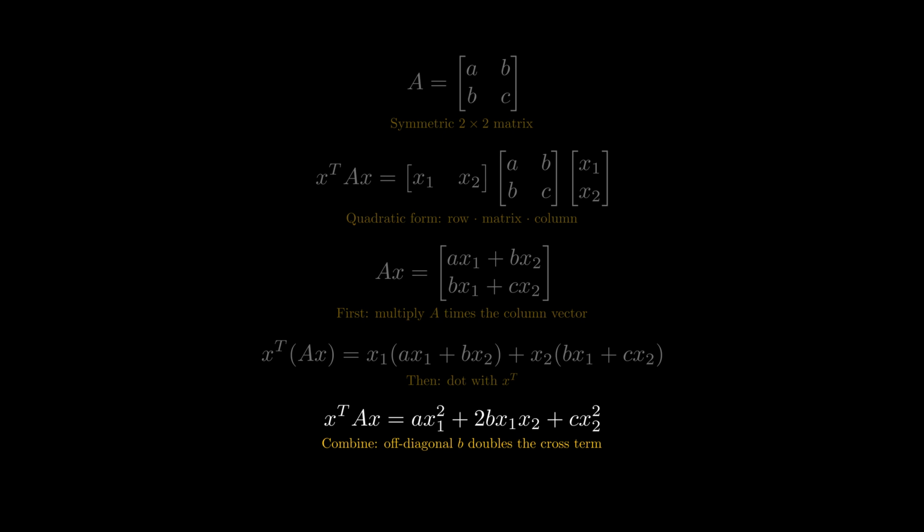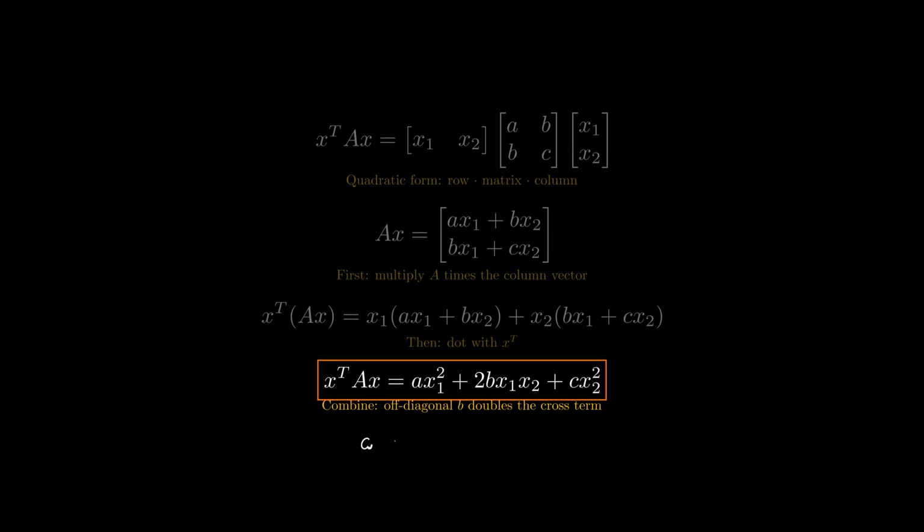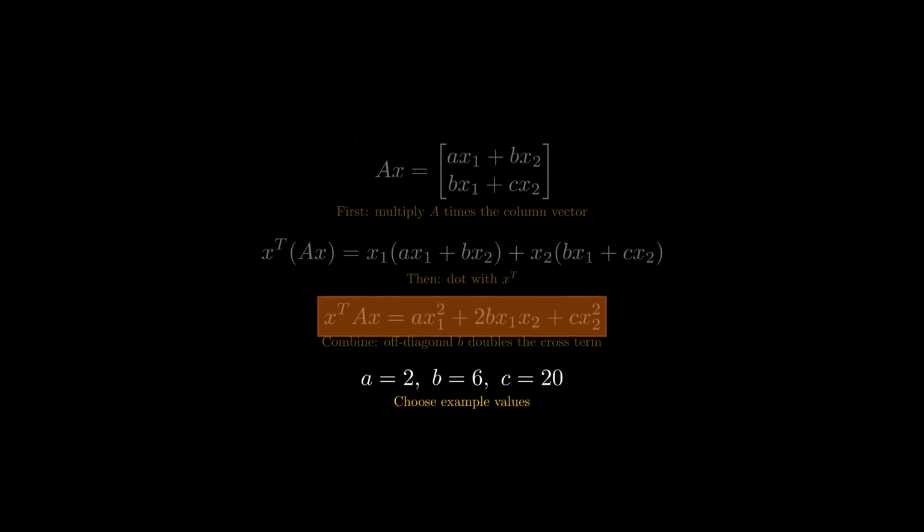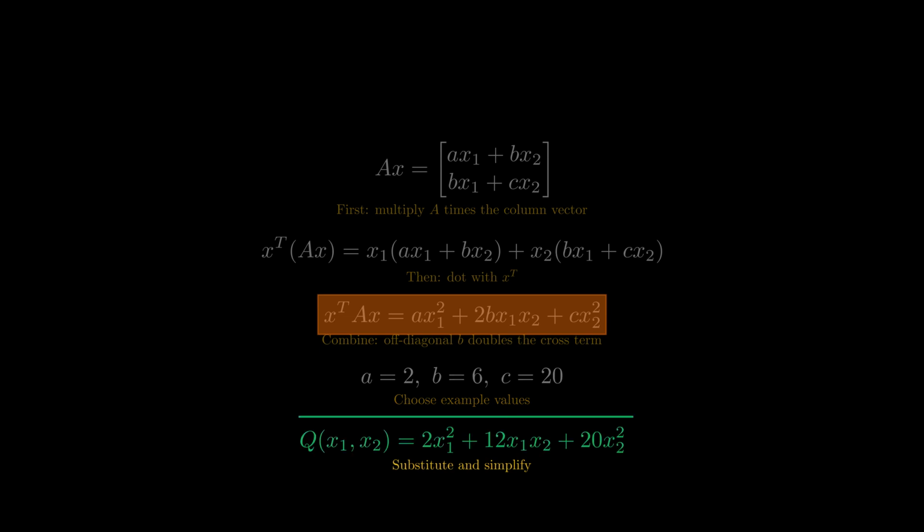The diagonal entries of A become the coefficients of the square terms, and the off-diagonal entry b appears twice, once above and once below the diagonal, so the cross term picks up a factor of 2b. For our example, we choose A with diagonal entries 2 and 20 and off-diagonal entry 6. Plugging in, we get 2x1 squared plus 12x1 x2 plus 20x2 squared.